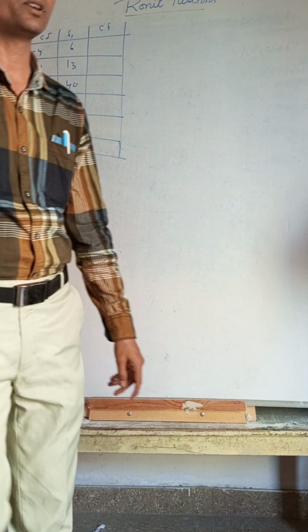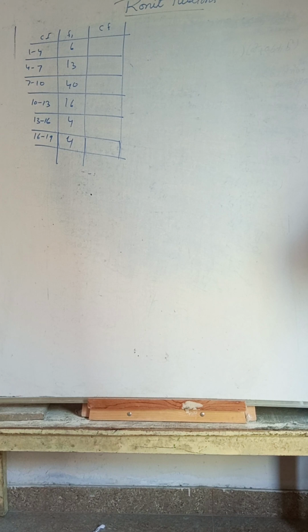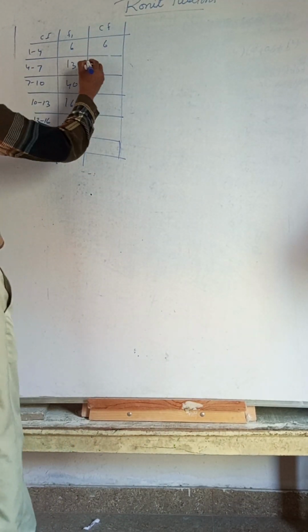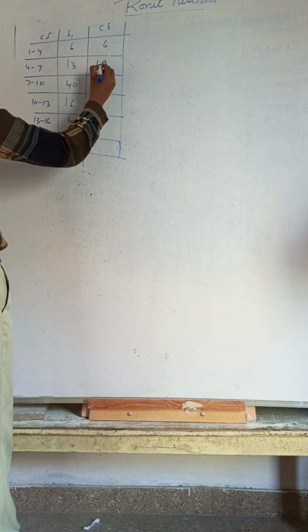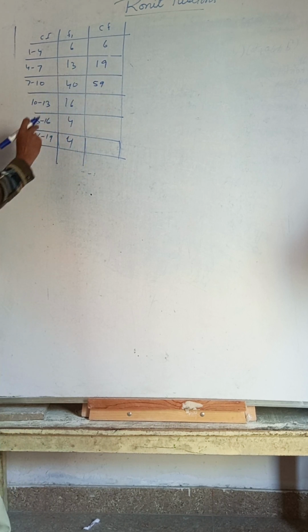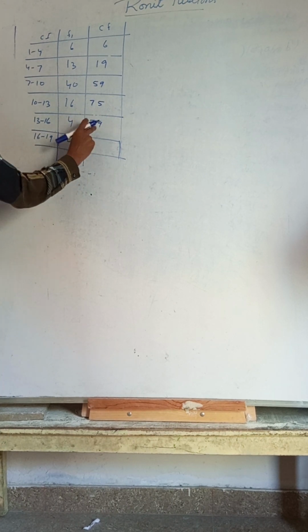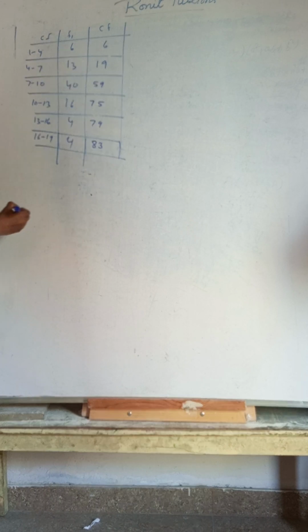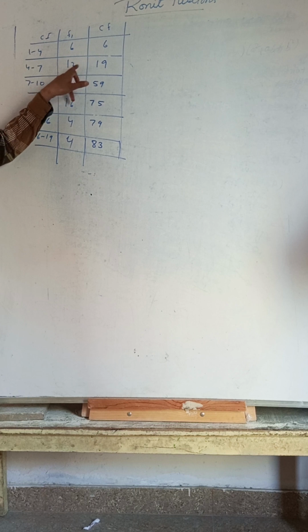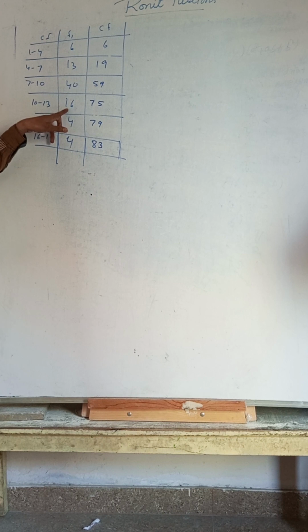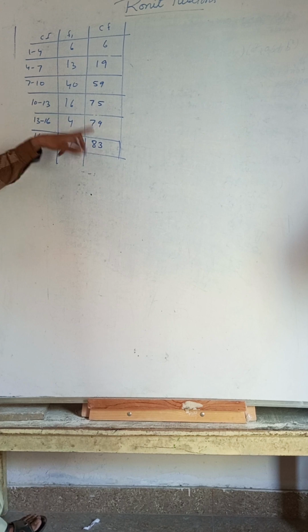We are going to find the CF first. CF means we write the first number as it is: 6. Then 6 plus 13 is 19. 19 plus 40 is equal to 59. 59 plus 16 is equal to 75. 75 plus 4 is 79. 79 plus 4 is 83.